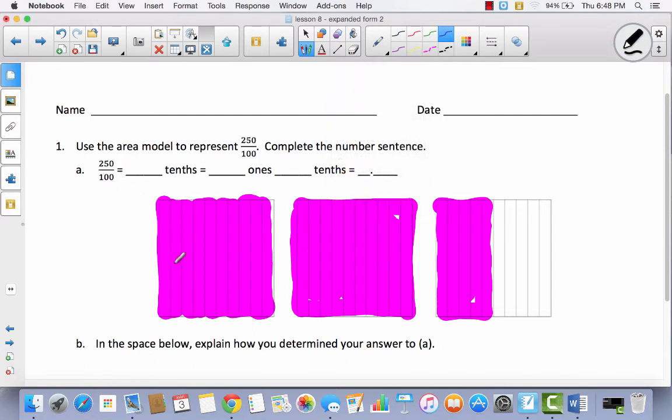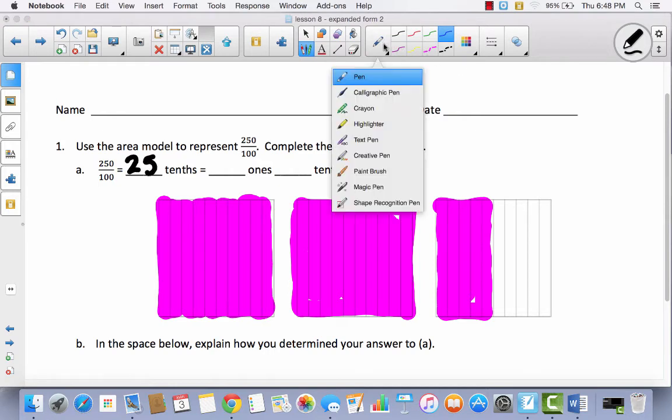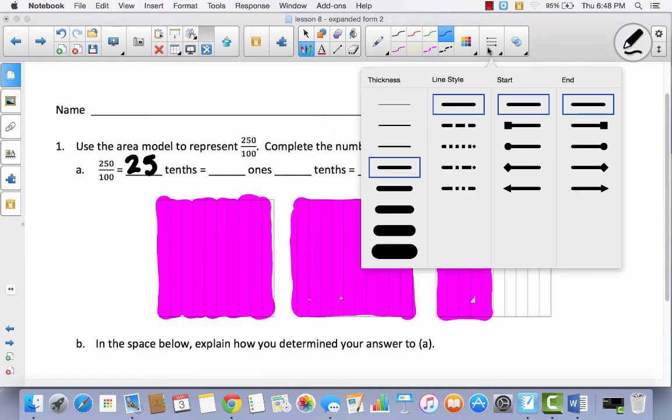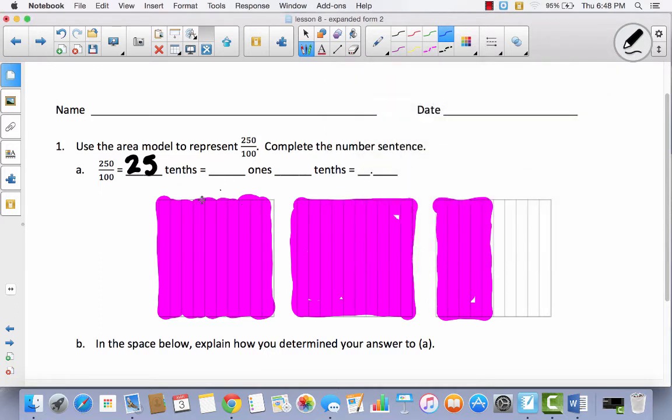So 250 hundredths has a value of what in tenths? Well, this is 10 tenths, right? This is 20 tenths, and this is 1, 2, 3, 4, 5. So 250 hundredths is the same thing as 25 tenths. Now, let's talk about how many ones we have. Here's a 1, right? We have 1, 2 ones. And then how many tenths? 1, 2, 3, 4, 5. So 2 ones and 5 tenths is equal to 2 and 5 tenths.